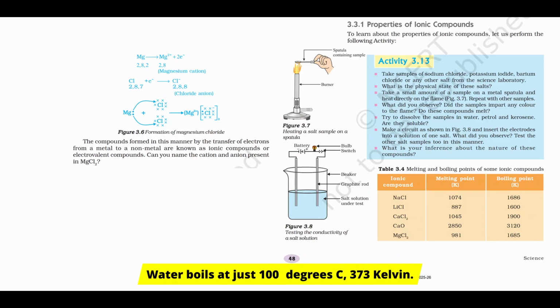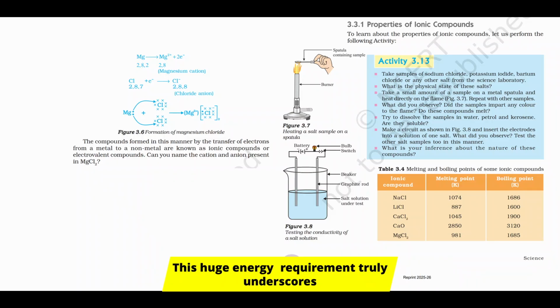Water boils at just 100 degrees C, 373 Kelvin. This huge energy requirement truly underscores the incredible strength of ionic bonds. Now, for solubility, electrovalent compounds or ionic compounds are generally soluble in water.